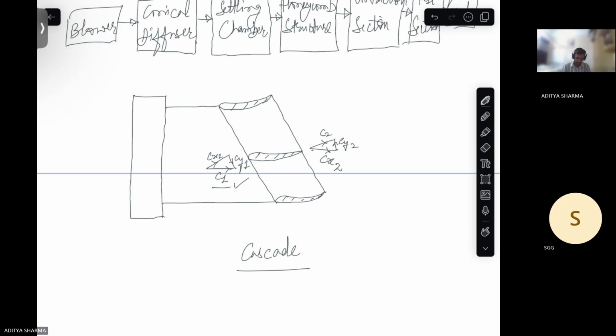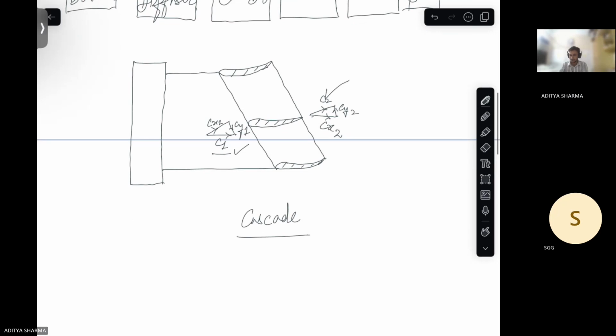Then C1 is the initial absolute velocity that you have. This has been divided into two components, x and y. And then at the end, you have C2, the absolute velocity, which is again divided into two directions, one x and one y, with respect to these plates. So x and y have been decided with respect to these plates.